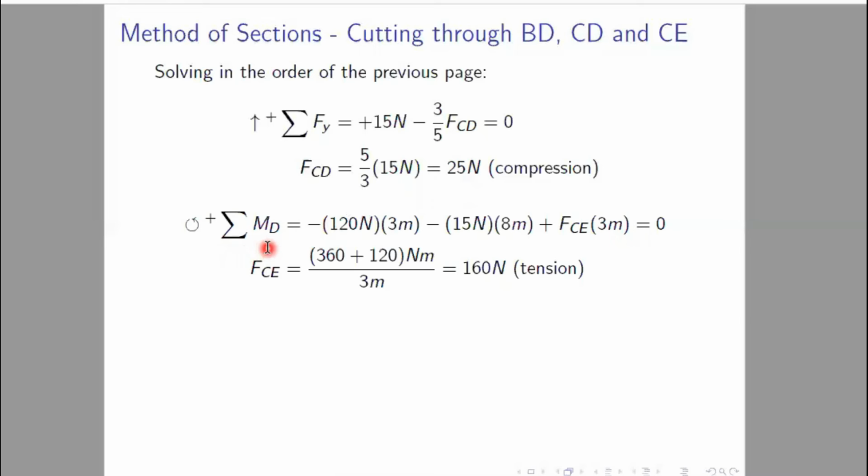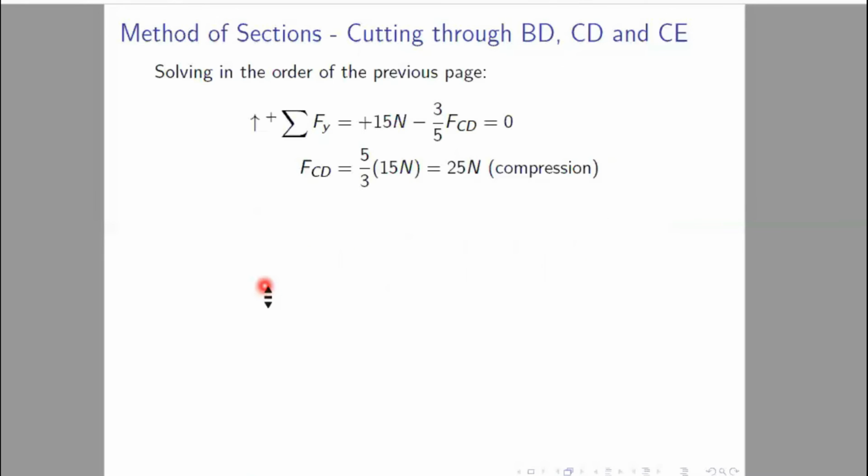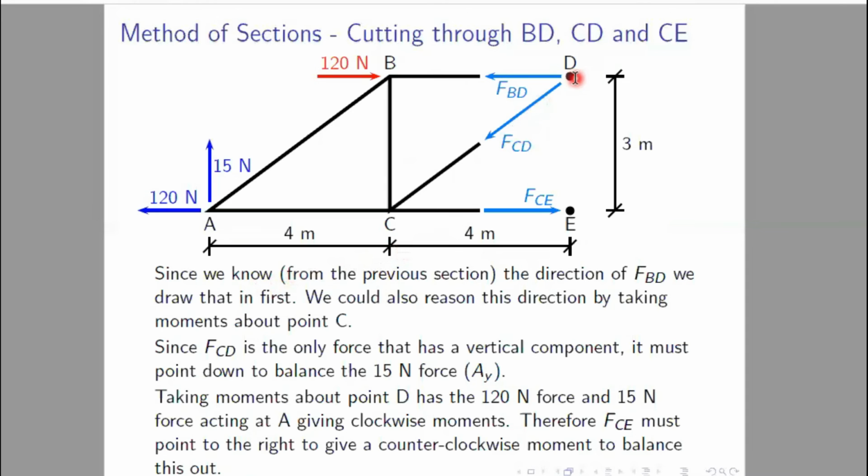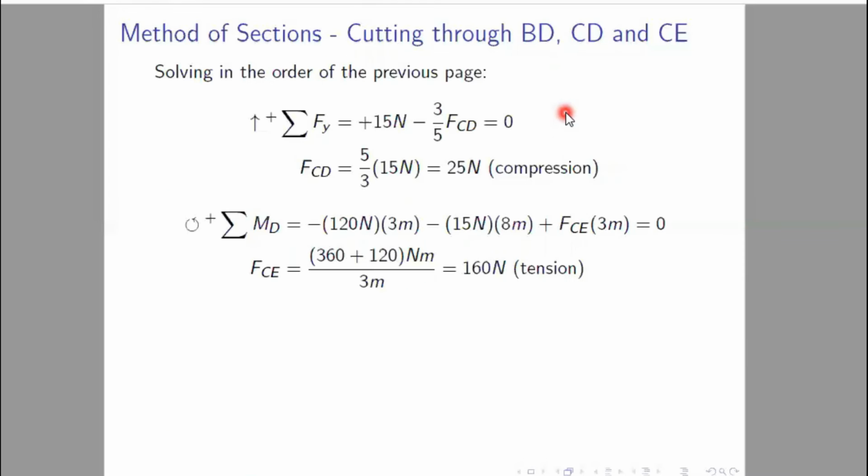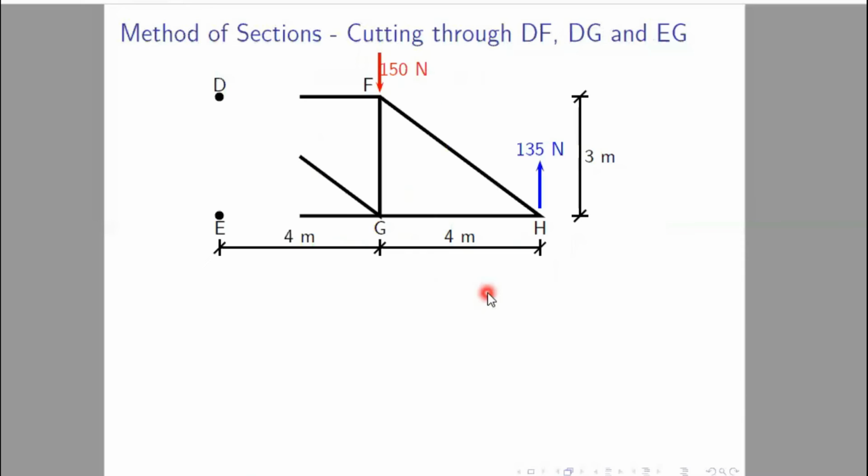Now if we take moment about D, then we can easily solve for FCE. Why have we chosen D? Because two forces are passing through point D, so there will be only one unknown force, that is FCE. So taking moment about D, we can easily solve for FCE, and FCE comes out to be 160 Newton. So just using the same concept, no difference in the concept, we are repeatedly using the same concept and ultimately finding the unknown member forces.